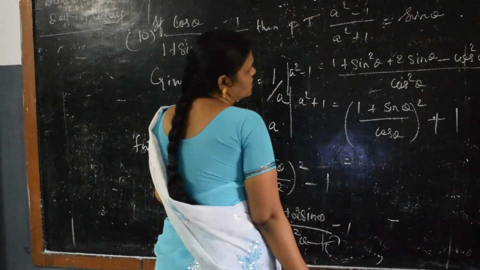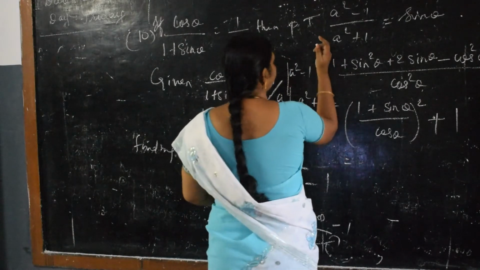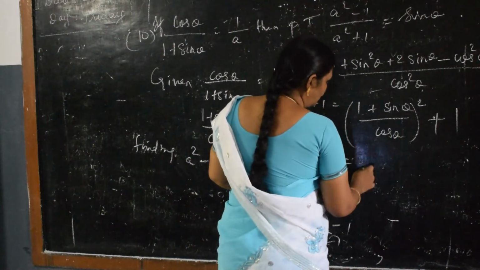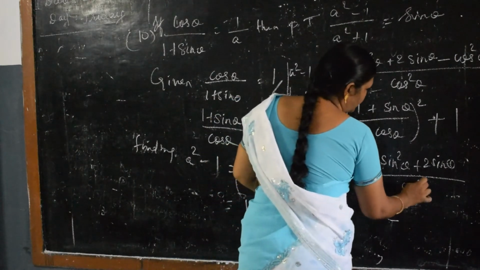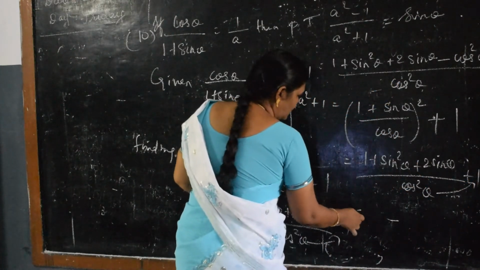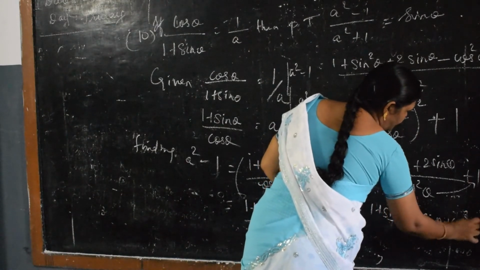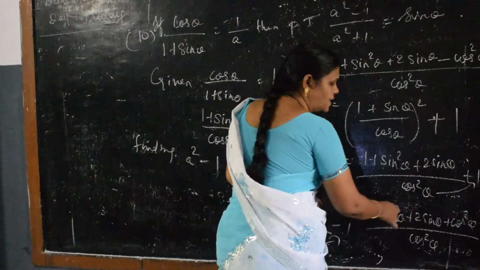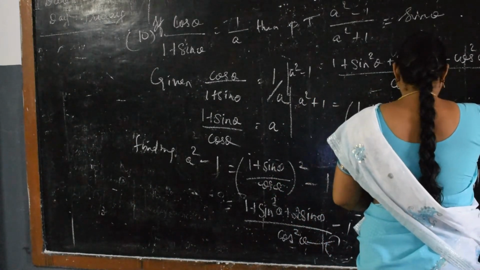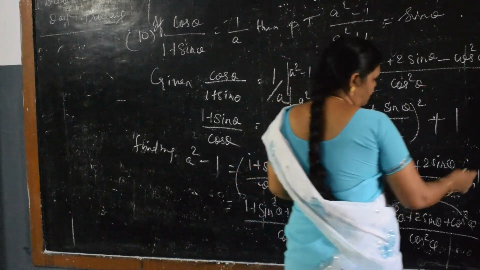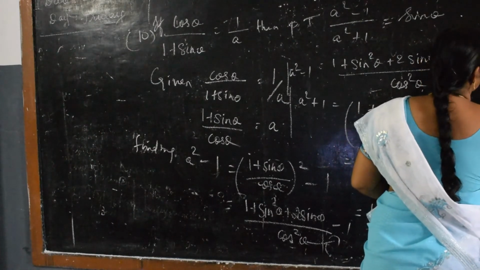For this one also we can put sine square theta and cos square theta, isn't it? Then only we will cancel. So here 1 plus sine square theta plus 2 sine theta by cos square theta plus 1. Now sine square theta plus cos square theta, you combine these two, you will get 1, isn't it? 1 plus 1, already we have 1, so 2 plus 2 sine theta by cos square theta.